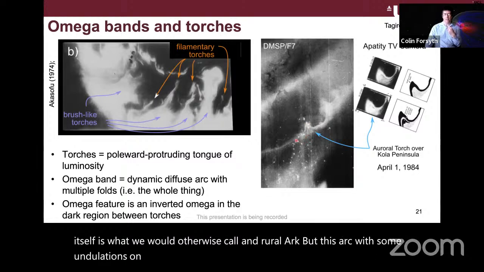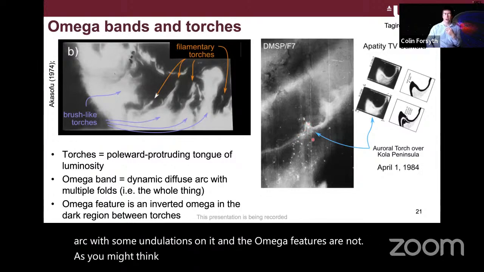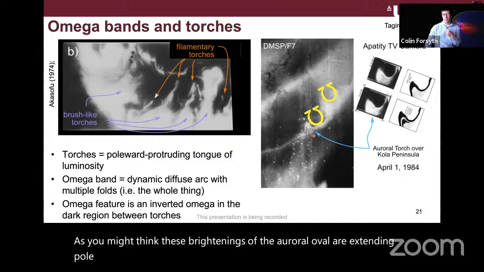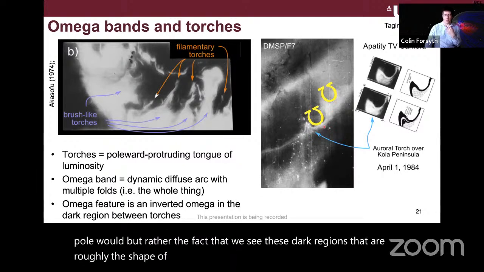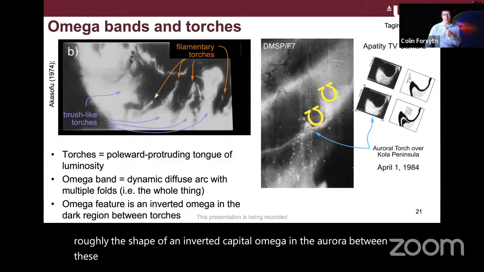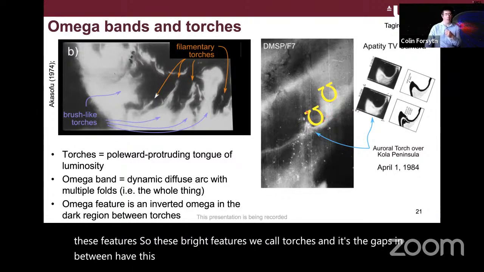And the omega features are not, as you might think, these brightenings of the auroral oval extending poleward, but rather the fact that we see these dark regions that are roughly the shape of an inverted capital omega in the aurora between these features. So these bright features we call torches, and it's the gaps in between that have this omega shape that allow us to define this as an omega band.